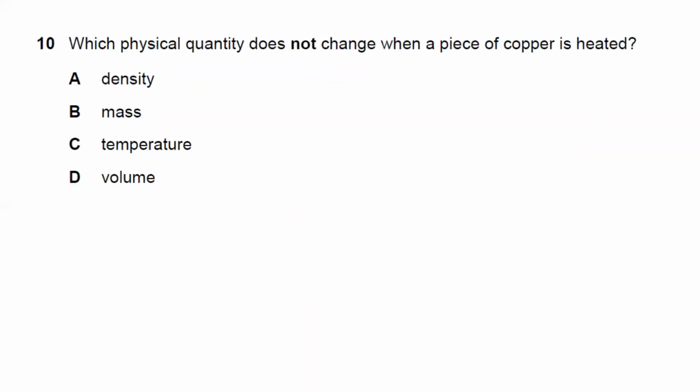Okay. Next question. Question 10, it says, which physical quantity does not change when a piece of copper is heated? So remember, a metal is heated. First of all, does the density change? Yes, the density does change when heating. Does mass change? No, mass is an inherent property. The mass of anything remains constant. Temperature, yes, if you heat something, the temperature will increase. The volume of the substance will change. Yes, a metal generally expands on heating, so yes, volume will change. So the answer B is the right choice we have.